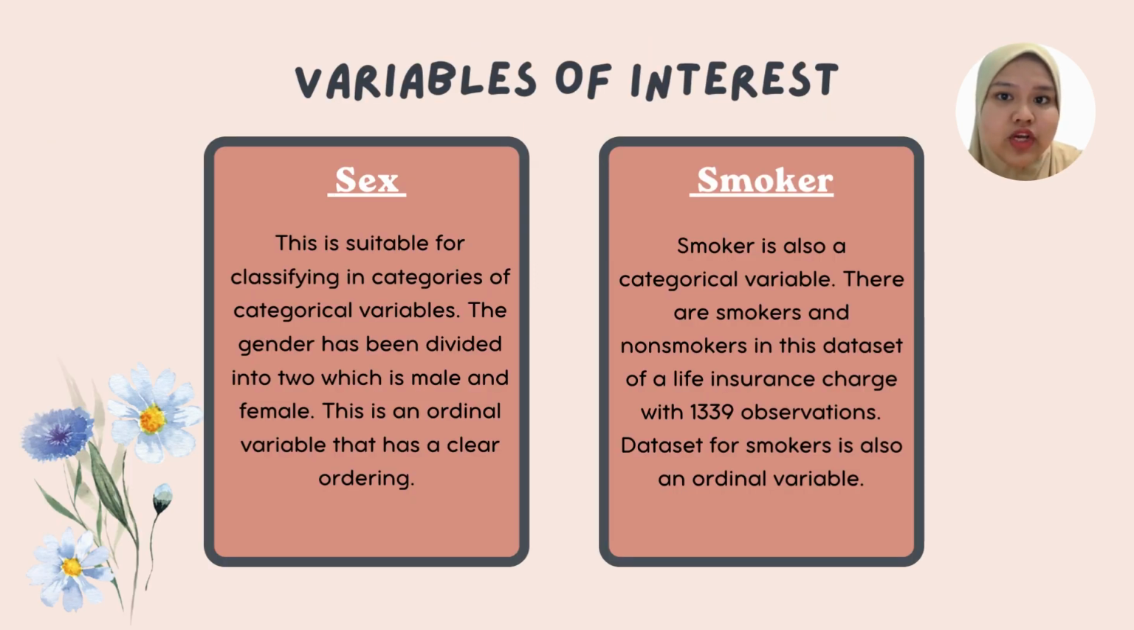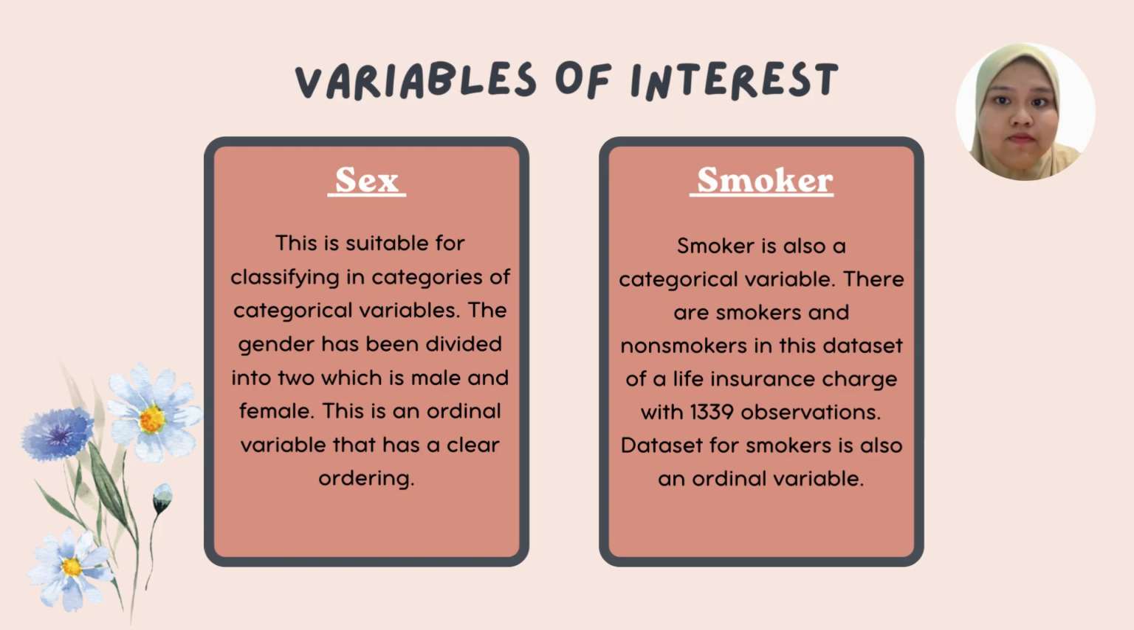As I continue with the variables of interest we choose, the two categorical variables of interest we have decided to use in this data set of life insurance charges, with 1339 observations provided, are the insured's gender and smoker, which refers to indicators of whether the insured is a smoker.